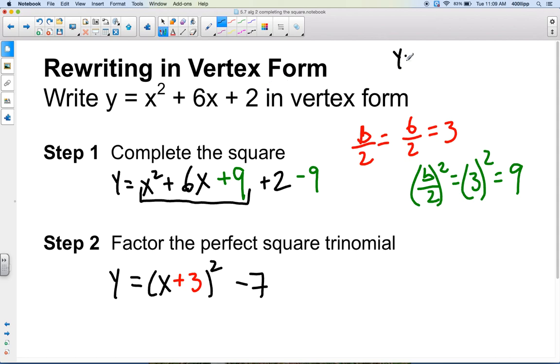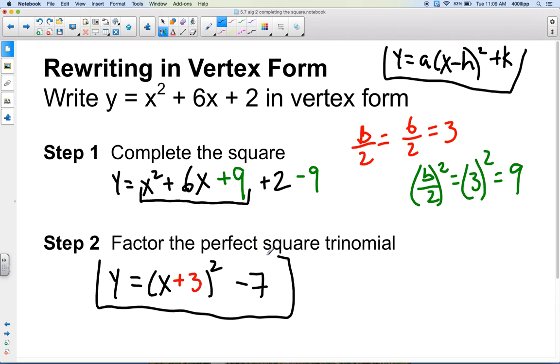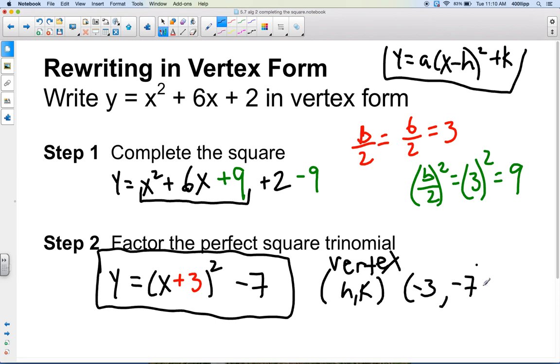Let's write down vertex form to remember what it is. It's a times x minus h squared plus k. This is vertex form, and now it's in this form. And we know now that we have it in vertex form, we can actually say a couple things about it. We can say that the vertex is h comma k, and in this case your vertex is negative 3, negative 7, because it's always the opposite sign of whatever is in the parentheses, because it has to be in the form of x minus h.